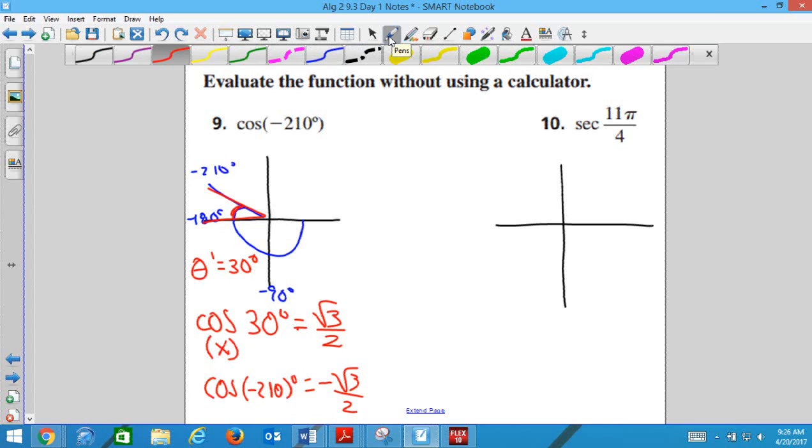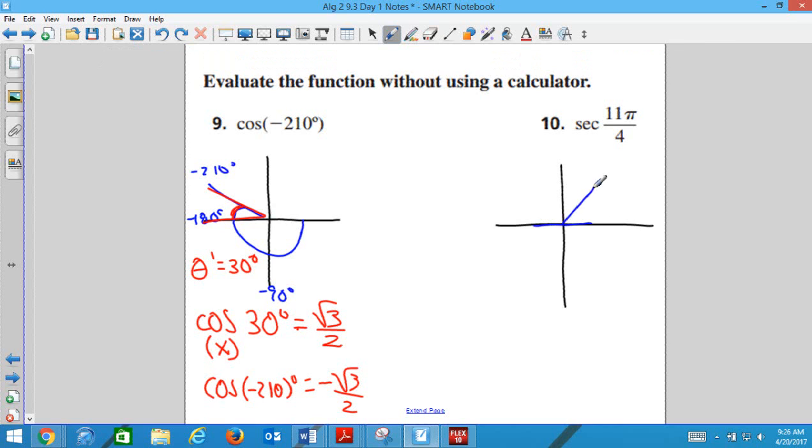And then we've got secant of 11 pi over 4. So I'm going to think pi over 4. I'm going to think about dividing the top half into 4 equal places. 1 pi over 4, 2 pi over 4, 3 pi over 4, 4 pi over 4, but I need 11. I'm going to keep going. So this all the way around is how many pi over 4s? 8. So I have how many more? 3.